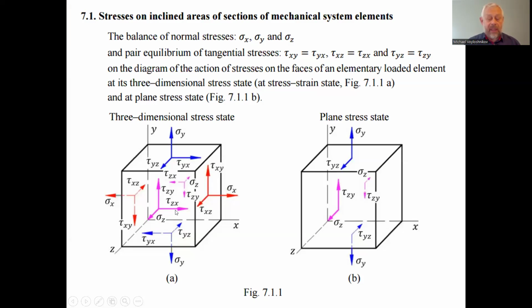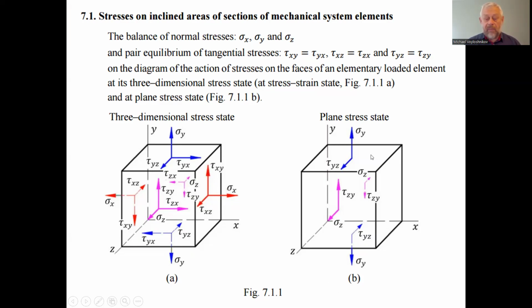These are applied to the right-angled parallelepiped, on the diagram of the action of stresses on the faces of an elementary loaded element of the three-dimensional stress state. This is the three-dimensional stress state. But more frequently we can meet the case of the plane stress state, shown in figure 7.1.1.